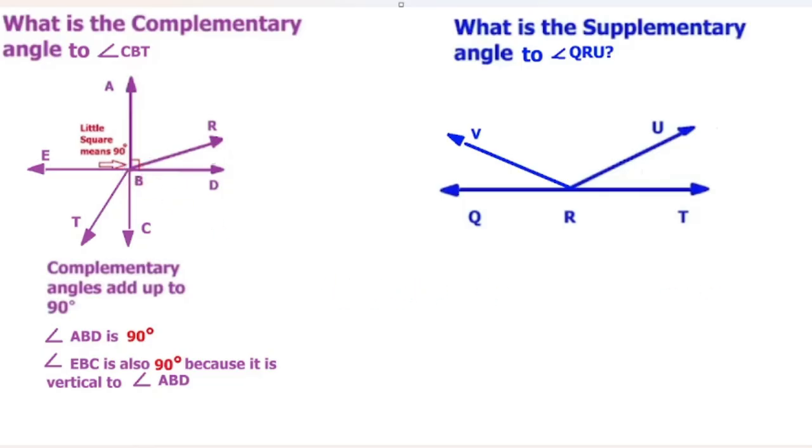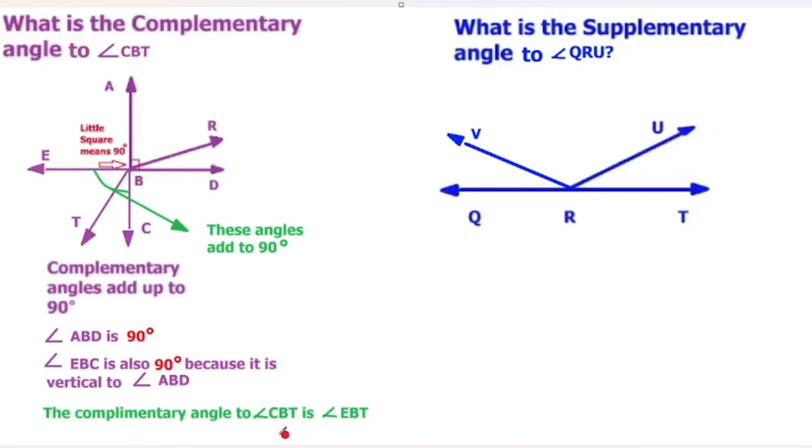Okay, so it's a little bit of a trick question. It's kind of combining two concepts together. So these angles here will add up to 90 degrees. We could see that, right? This angle plus this angle will add up to 90 degrees. And we know that angle CBE is 90 degrees. So the complementary angle to angle CBT is EBT. So CBT and EBT are complementary because they add up to 90 degrees.